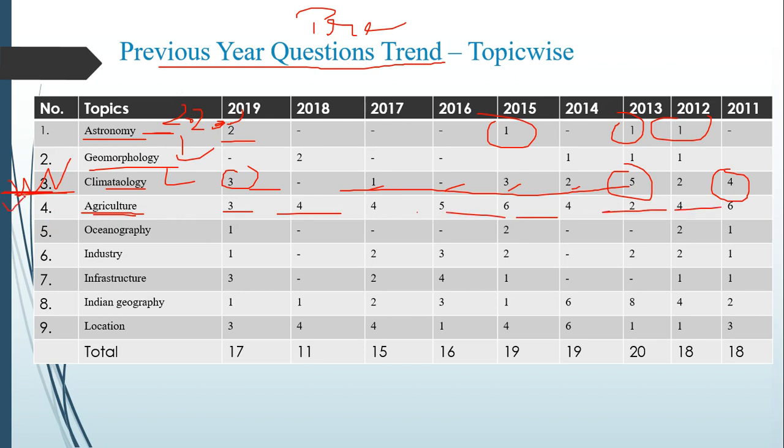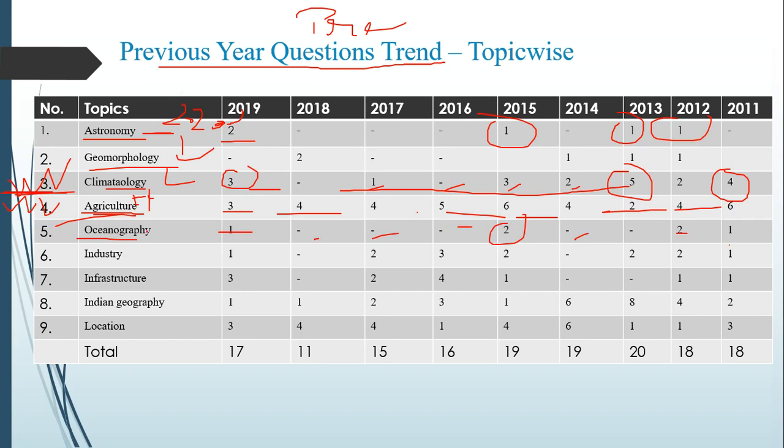And see the trend of the agriculture section, 3, 4, 4, 5, 6, 4, 2, 4, and this is also a very, very important topic, a hot topic, and our program of doubling the farmers' income by 2022. And then the oceanography, one question in 2019, no question in 2015, two questions, 14 no question, 12 two questions, in 11 one question.